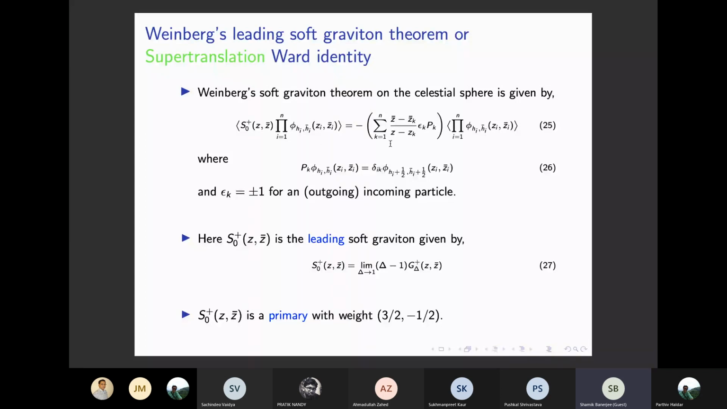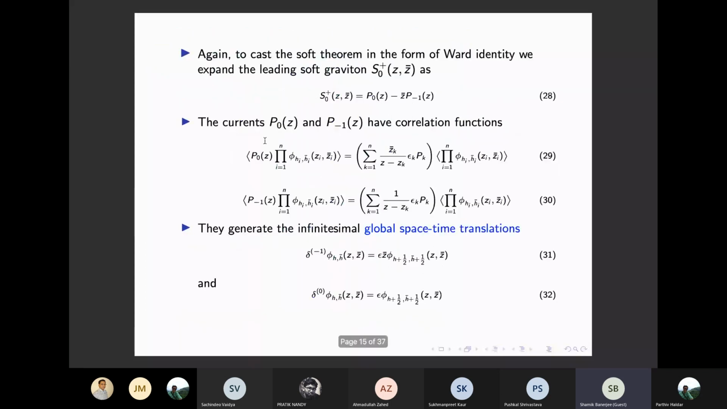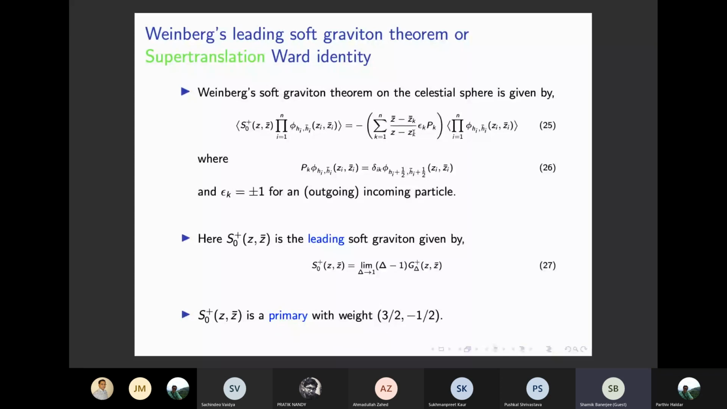And now what we can do is cast it in the form of a Ward identity. So we do the same thing. Here we will expand this S plus naught z z bar in this particular way. It is an expansion in powers of z bar, and this actually stops at the first power of z bar, because this soft factor which is here has the highest power of z bar just z bar.